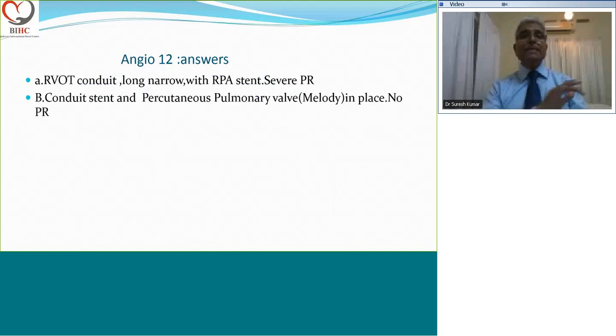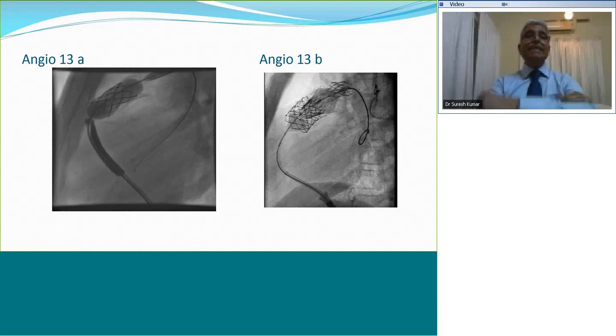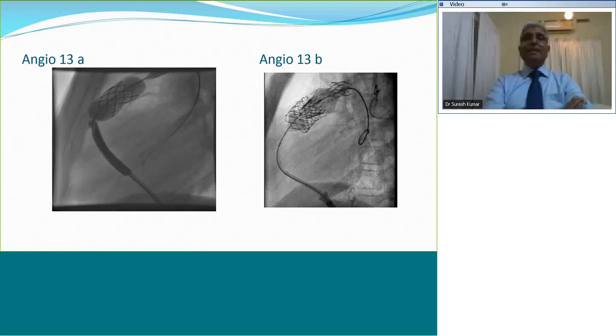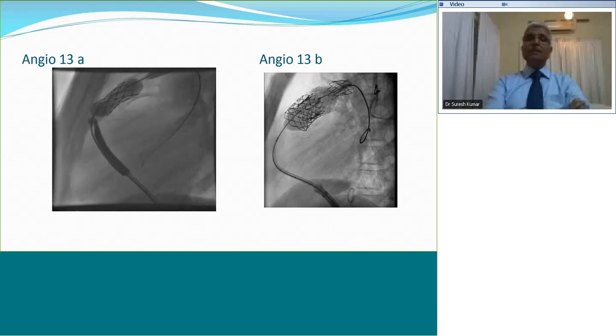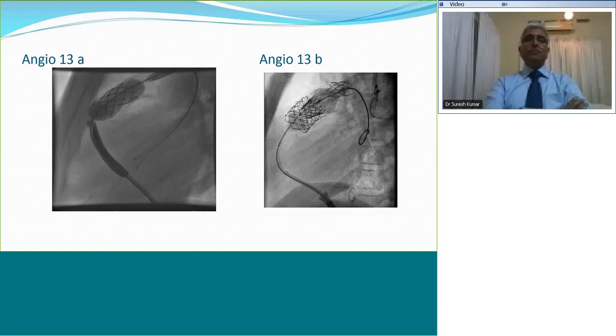Now look at the next angiogram. You must tell me the procedure and you must tell me what valves are being used. There is a 13A with one valve and 13B with another valve. The valves are obviously different. You may not have seen one of these, but it's worth knowing. First is Melody and second is Edwards Sapien. And I am impressed. Have you actually seen Edwards Sapien being done in India? I didn't know that Edwards Sapien is actually used in the pulmonary valve in India.